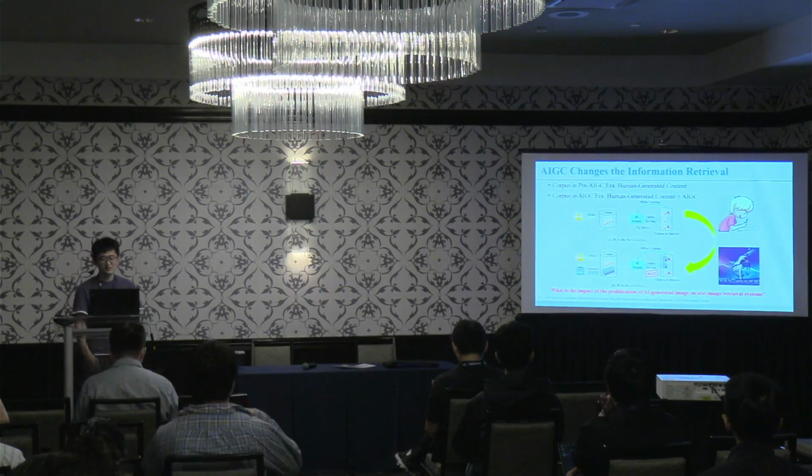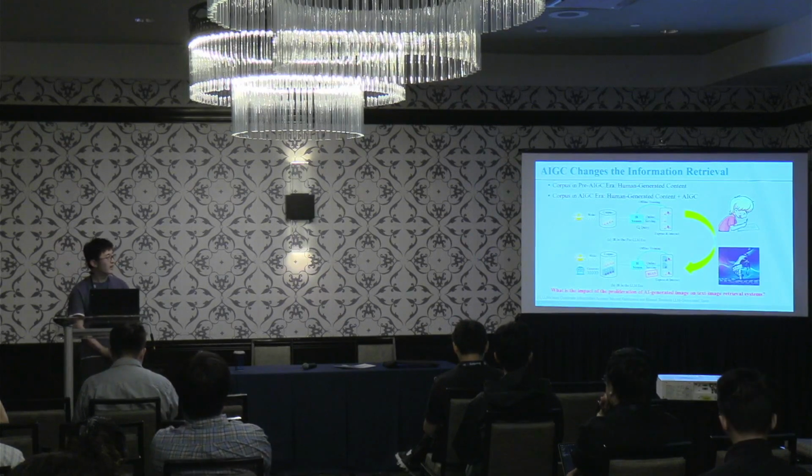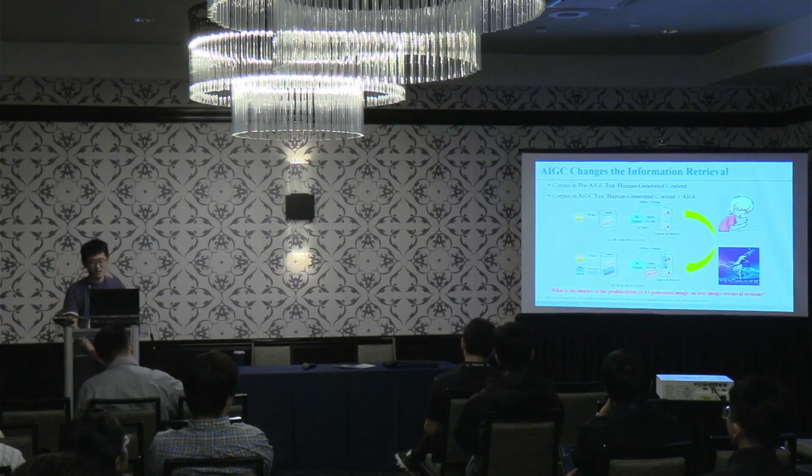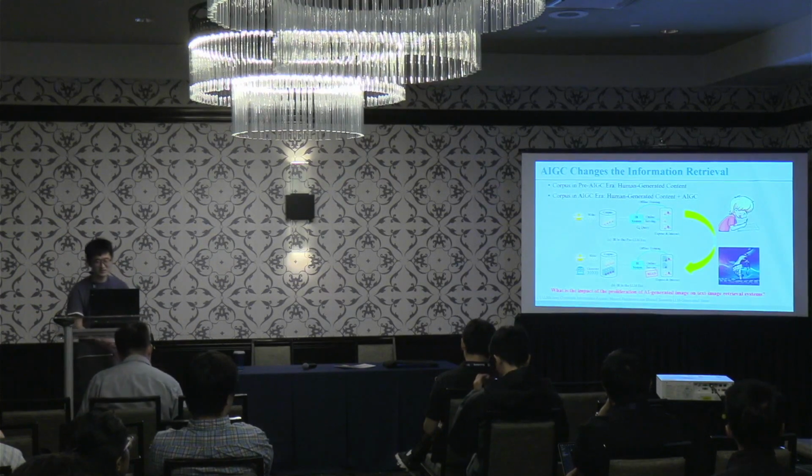Previous studies find that the proliferation of AIGC has also revolutionized the paradigm of information retrieval systems. Traditionally, the corpus of IR systems is created by humans. However, the advent of AIGC results in a significant shift in this paradigm. The content pool for IR systems now increasingly encompasses a mix of both human-generated content and AIGC content.